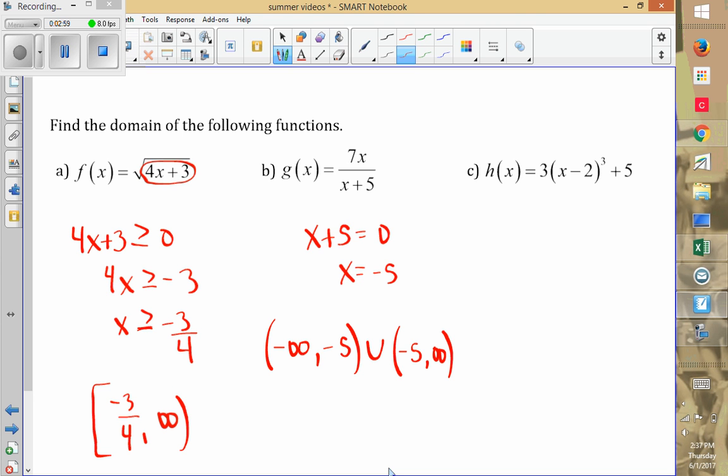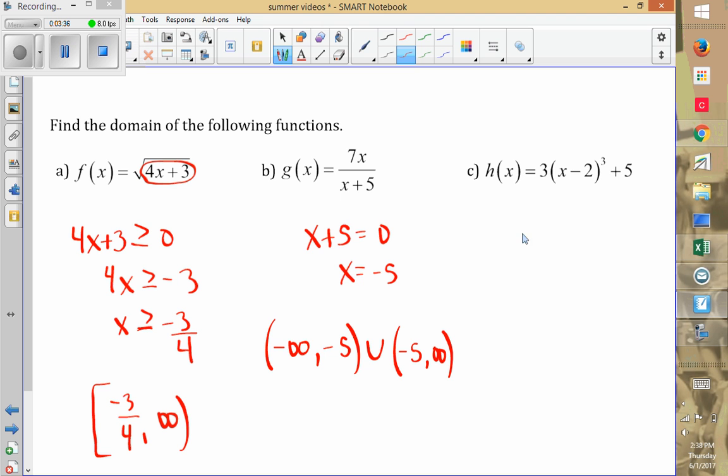And moving on to the last example, this is a polynomial. It is actually a cubic written in a form where I know that the inflection point is at 2, 5, and it's shifted to the right 2 and up 5 with a stretch factor of 3. Basically, we just think to ourselves, okay, if I plug in a number for x and I cube it, can I cube any number? Can I cube a negative? Can I cube a positive and get a number out? And the answer to that question is yes.